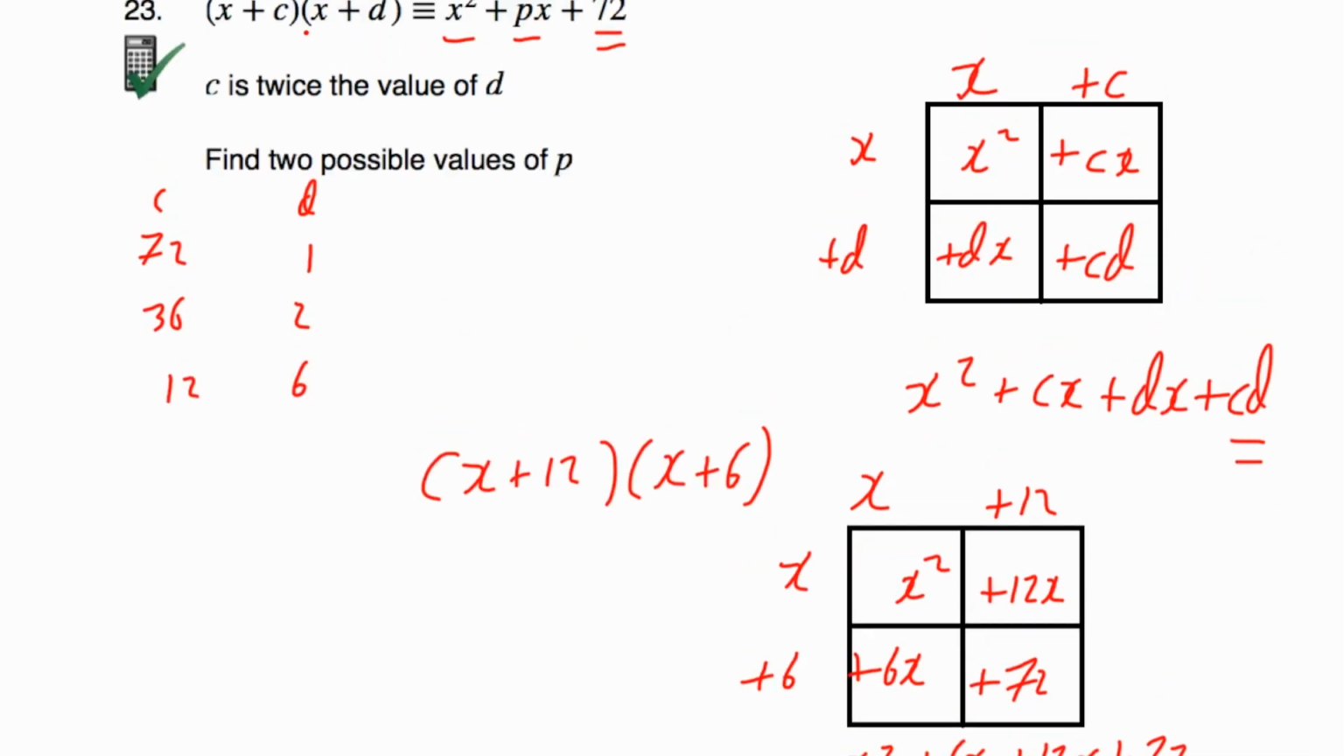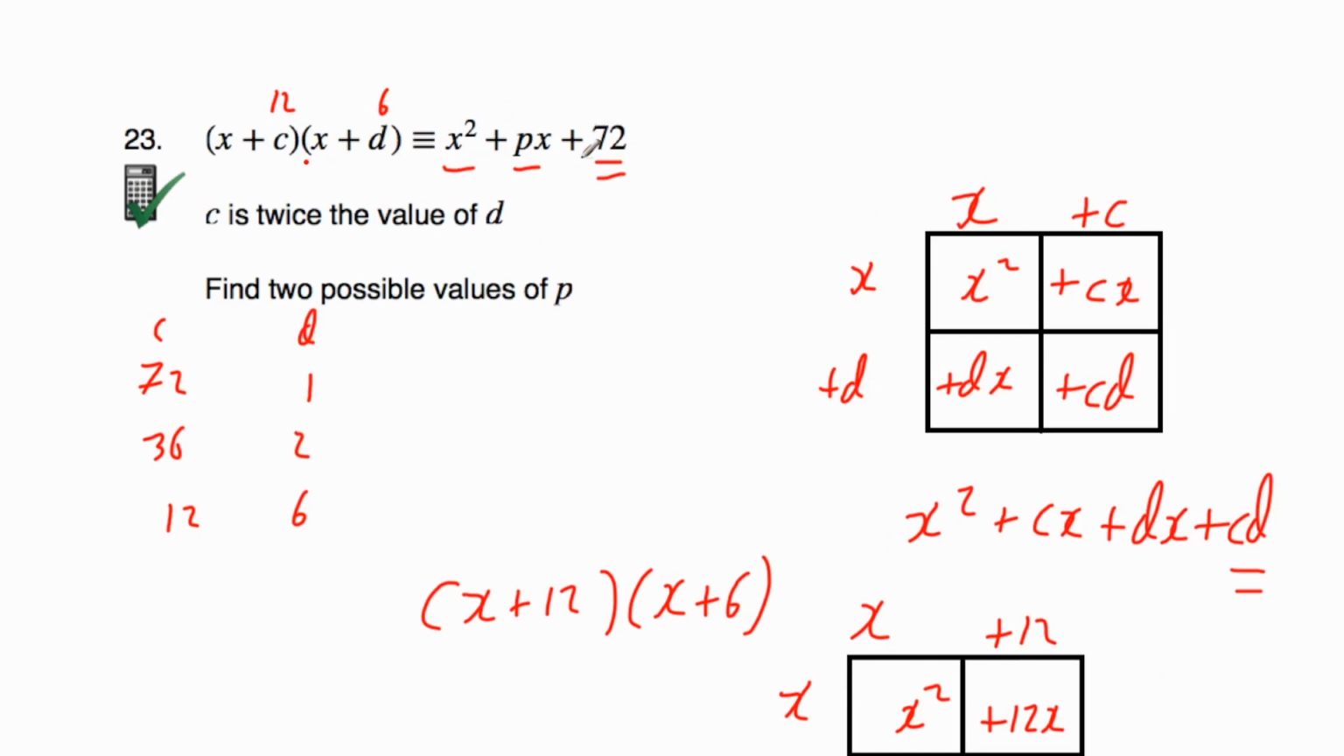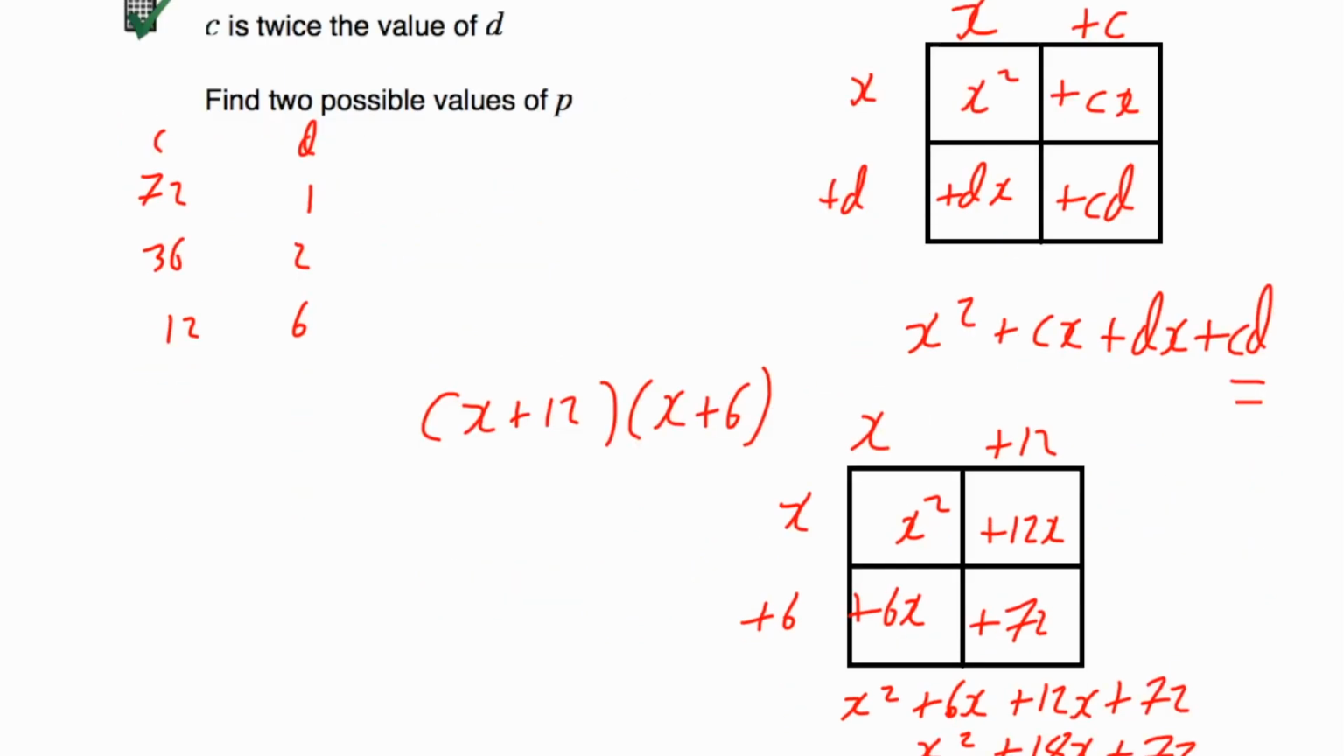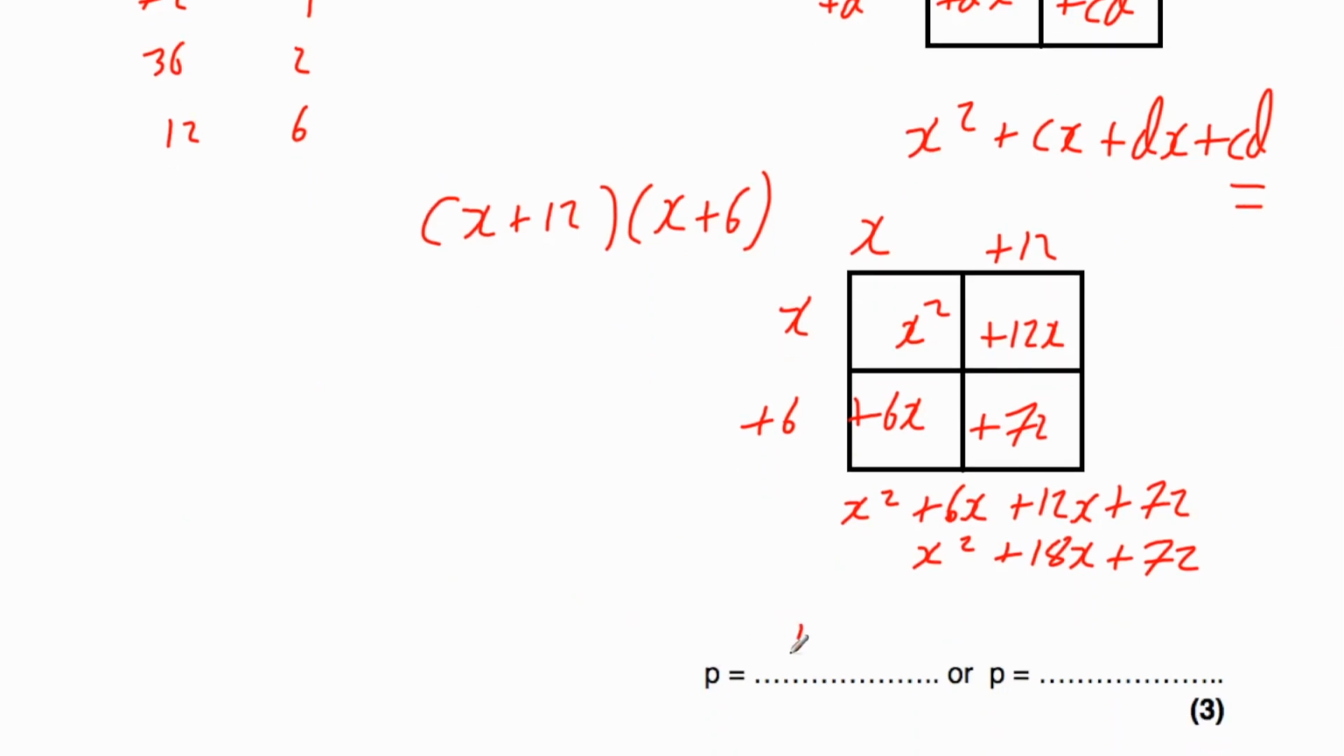And if we go back up to our question, that's x squared, yes, we've got our 72, yes, and the value for p would be 18. As you can see, there's an 18 in front of our x. So one possible value for p is 18.